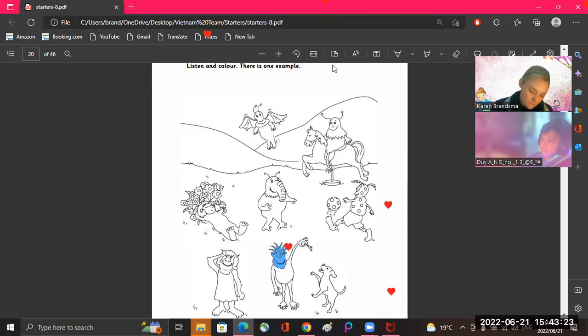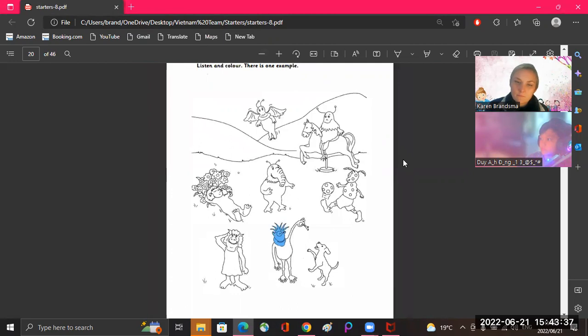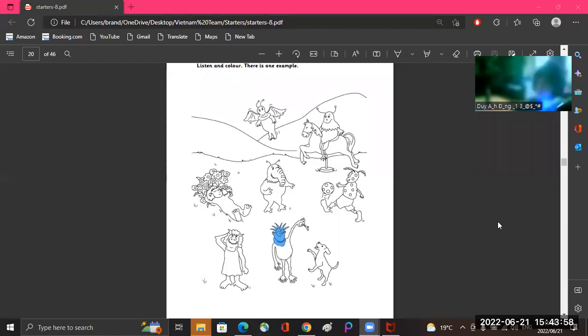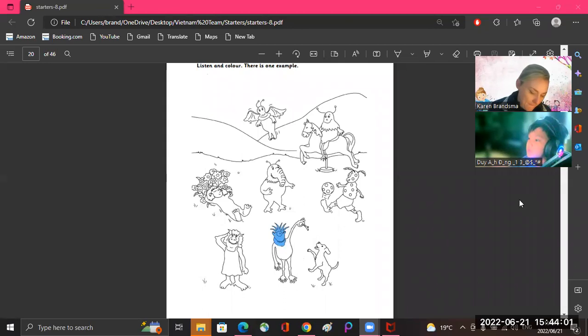In a garden. Now, can you see the monster with a dog? Yes, I can see him. Can I color his head blue? Yes, please. The monster with the dog. Color his head blue. Can you see the monster with the blue head? Okay. This is an example. Now you listen and color.